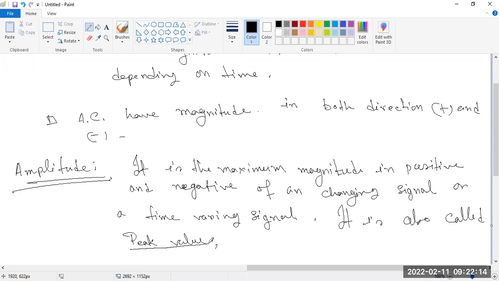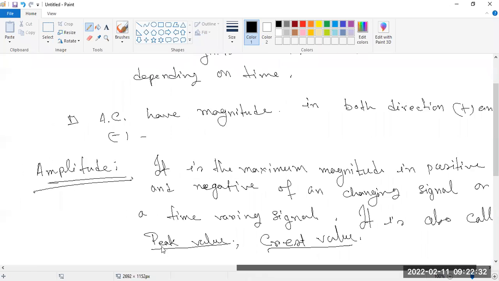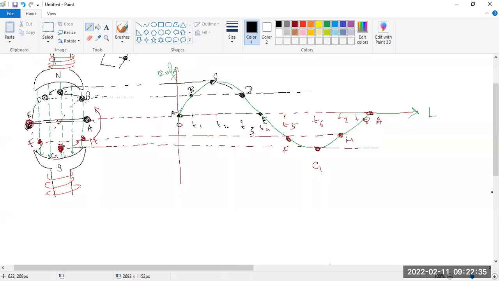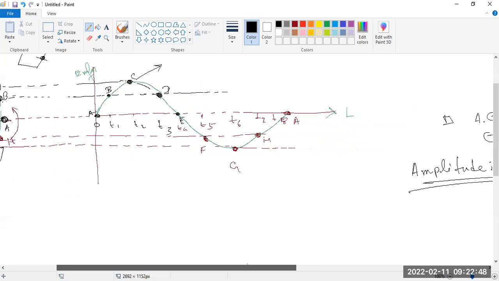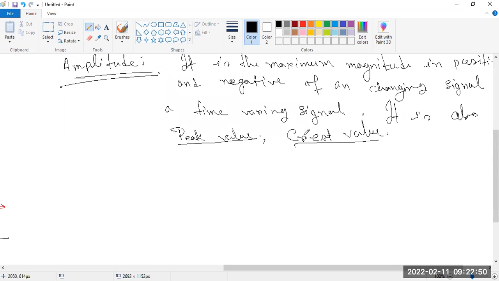Just tell me. Peak value and another, crest value. So sometimes you get the peak value, sometimes you get the crest value. So which one is the peak value from this here? Sir, C point. C point. Thank you. Or another name is crest value. So in so many questions you get this type of word.